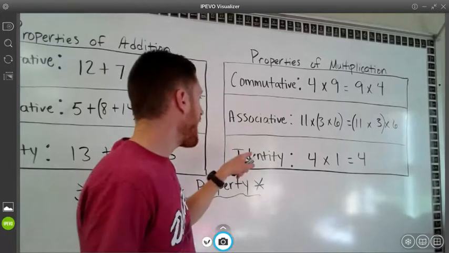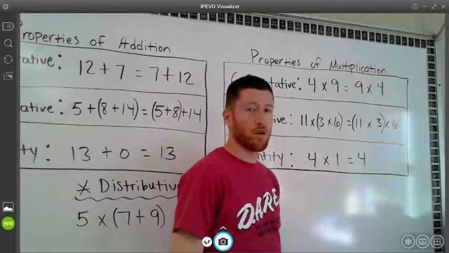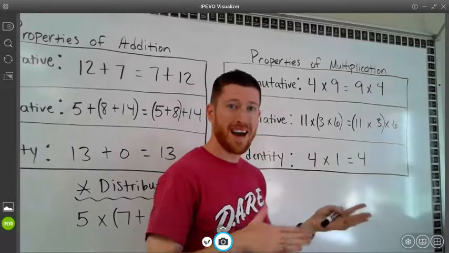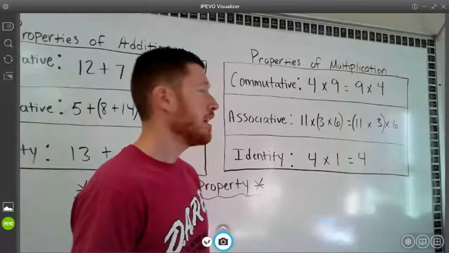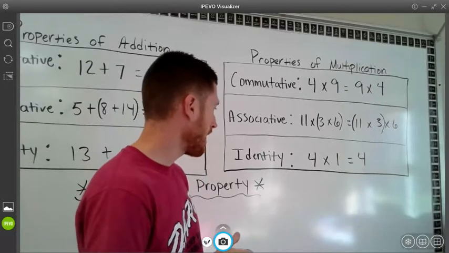And then identity property for multiplication is 4 times 1 equals 4. So anytime you multiply 1 by a number, you get itself, you get its identity, all right, just like in addition, okay?